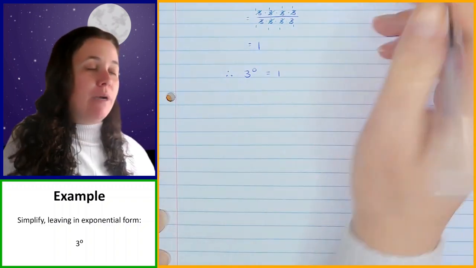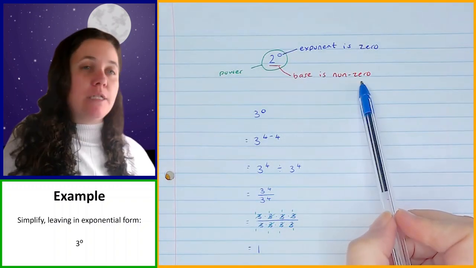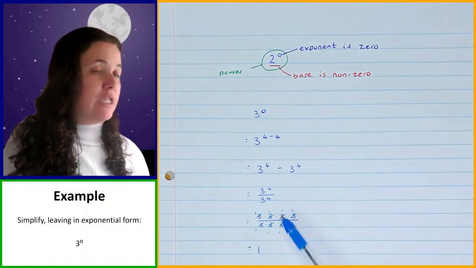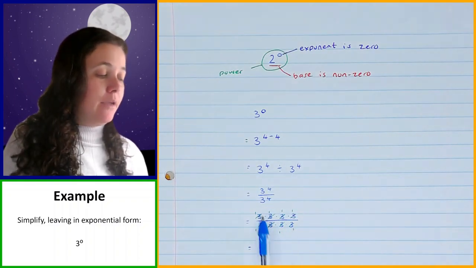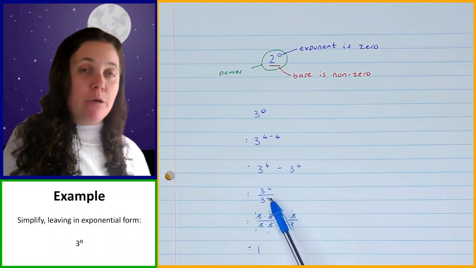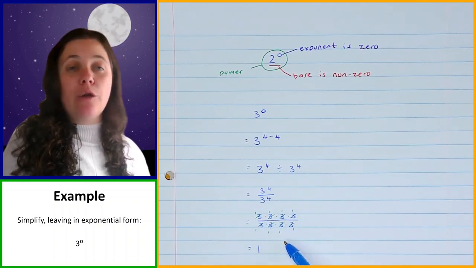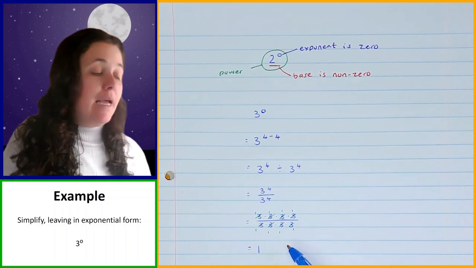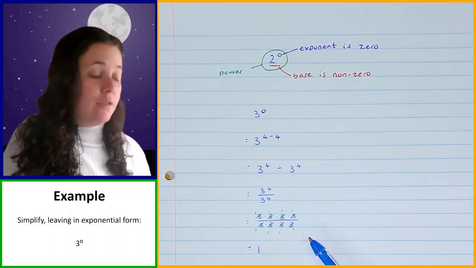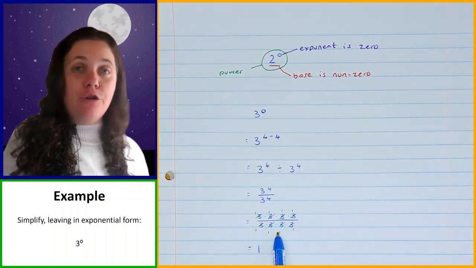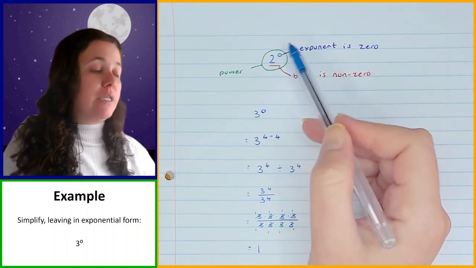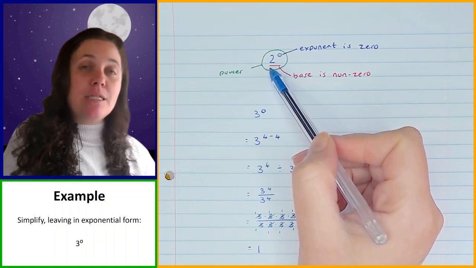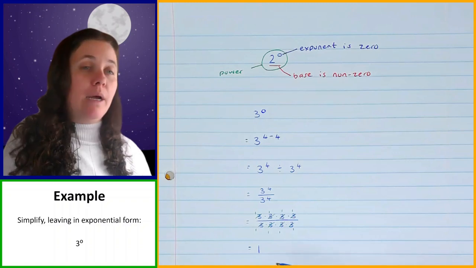And that is 0. Remember I said over here that my base is non-zero. Okay, now my base has to be non-zero, because the way that I got to the 1 was by dividing by 3 to the power of 4. So if I had 0 to the power of something at the bottom of my fraction, that means I would be dividing by 0. And remember we learned earlier in the year that we can't divide by 0. Okay, it is undefined. We just can't do it. So I can't have 0 to the power of 0, because that implies that I'm dividing by 0, and I can't do that. Okay, so when you have a 0 exponent, the base has to be non-zero. And if the base is non-zero and you have a 0 exponent, then it will always equal 1.